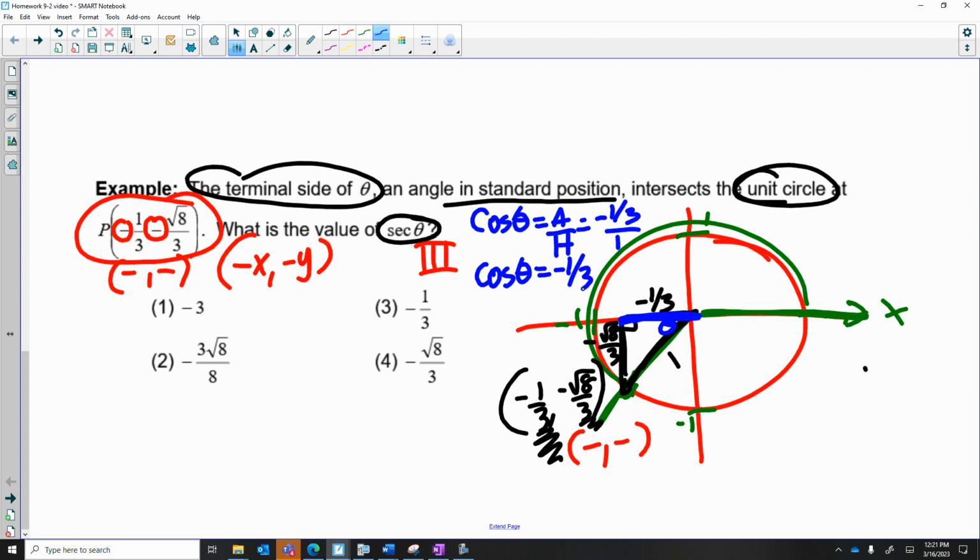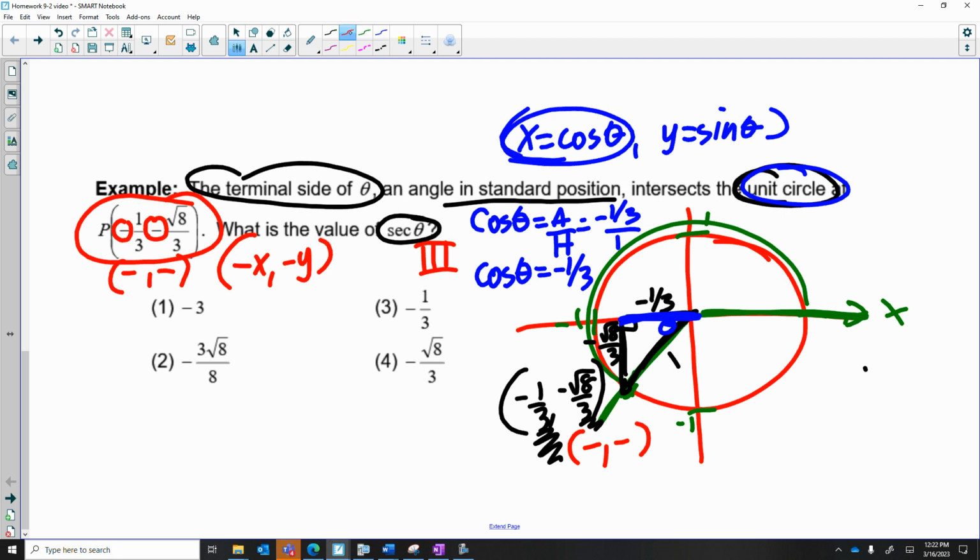But now you guys know from above, I said x is cosine, y is sine on the unit circle all the time. So that means that because it's a unit circle, all I had to do was look at the x coordinate of my ordered pair, and it is negative 1/3. So that means that the cosine should be the x coordinate, which is negative 1/3 over 1. Now, if I want the secant, I just have to do the reciprocal of the cosine. So if the cosine equals negative 1/3, then the reciprocal is just going to be negative 3 over 1. So the answer is choice 1, negative 3 or negative 3 over 1.